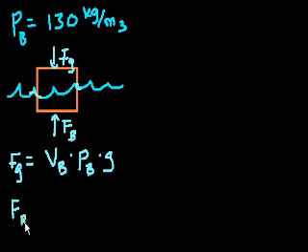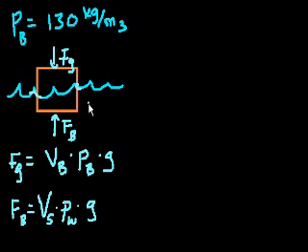The buoyant force is equal to the volume of the displaced water, right? Volume of displaced water. But that's also the volume of the cube that's been submerged. The part of the cube that's submerged, that volume is also equal to the volume of water displaced, right? So we could say that's the volume of the block submerged, which is the same thing as the volume of the water displaced, times the density of water, times gravity. Remember, this is density of water.